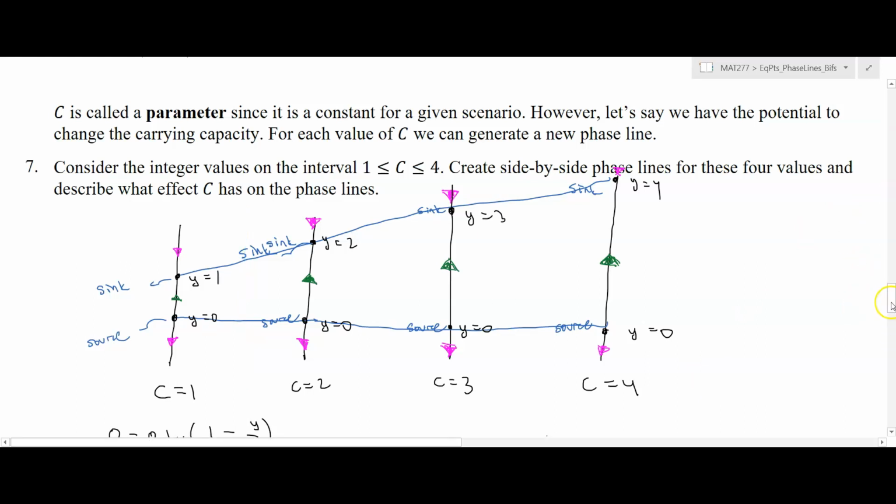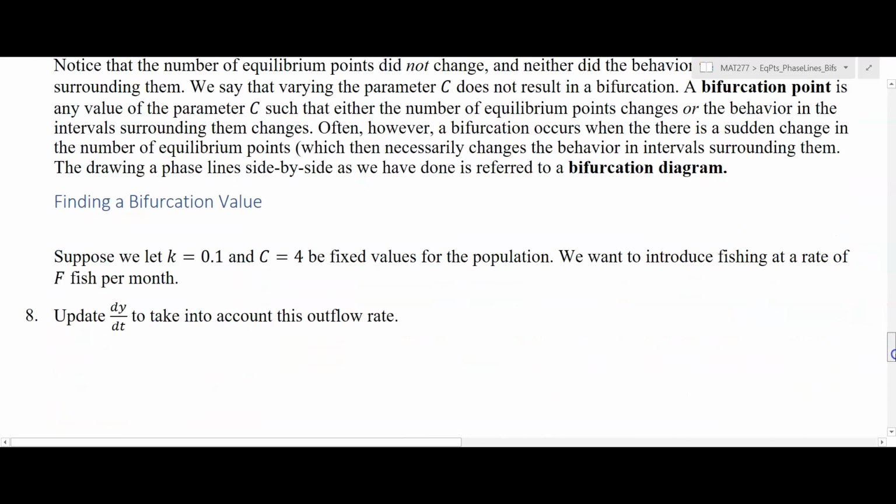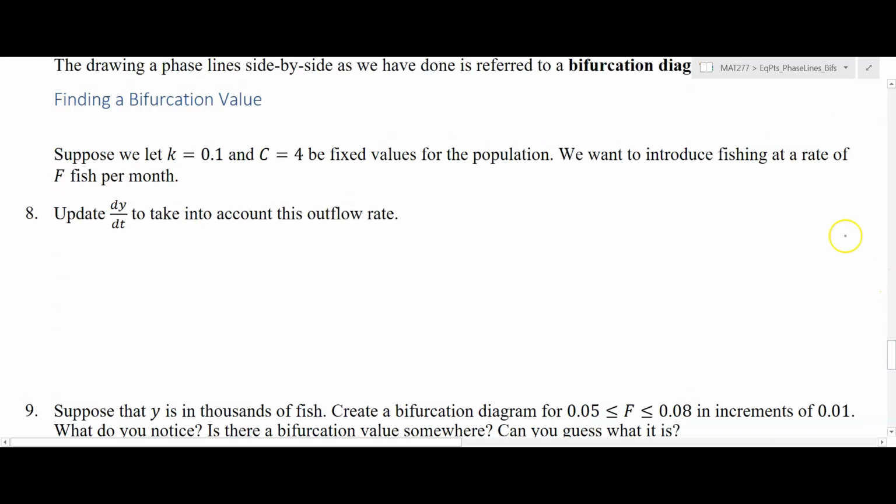Okay, let's do an analysis where we are going to experience a bifurcation. Suppose we let k equals 0.1 and c equals 4 be fixed values for the population. We want to introduce fishing at a rate of f fish per month. Update dy dt to take into account this flow rate.